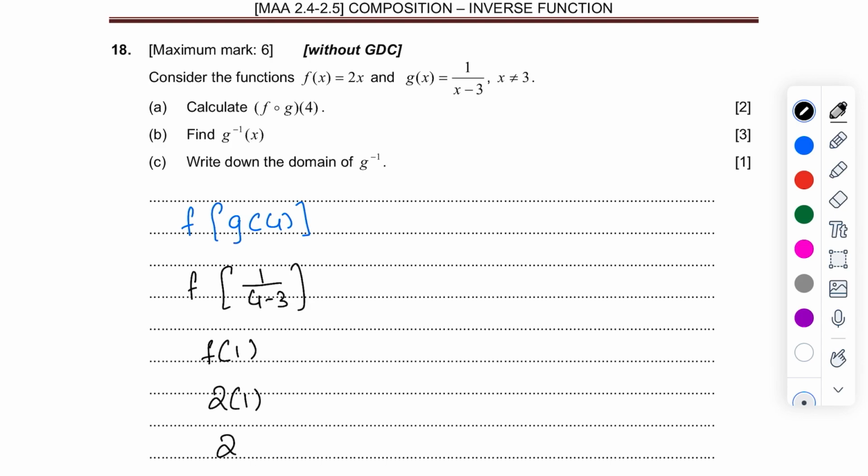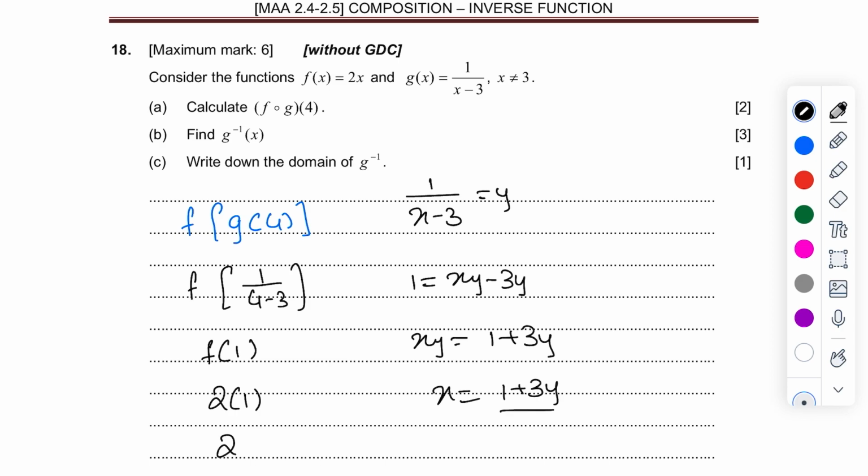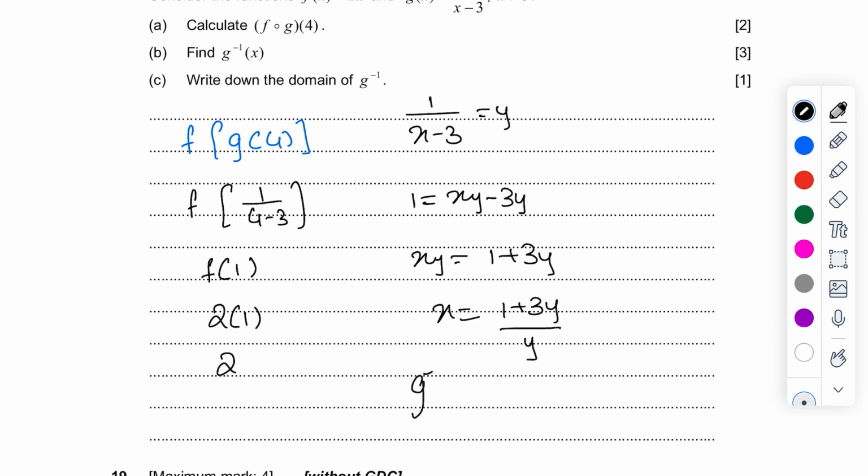Now part B, g inverse of x. So 1 upon x minus 3 equals y, so 1 equals xy minus 3y, so xy equals 1 plus 3y, x equals 1 plus 3y upon y. So g inverse of x will become 1 plus 3x upon x.